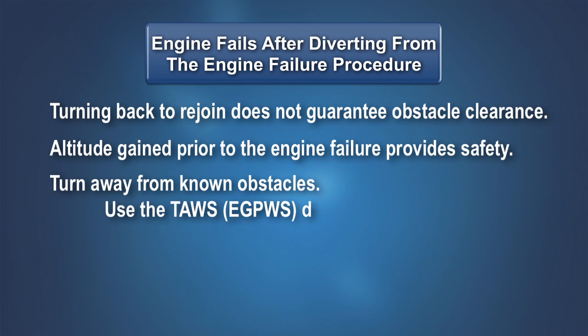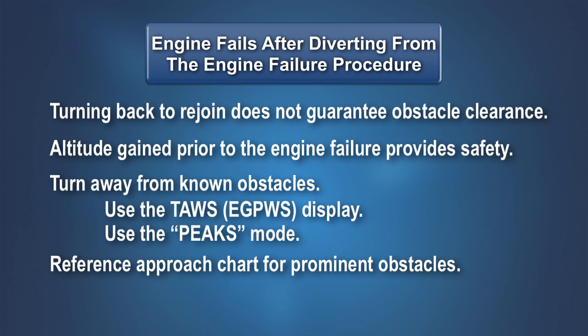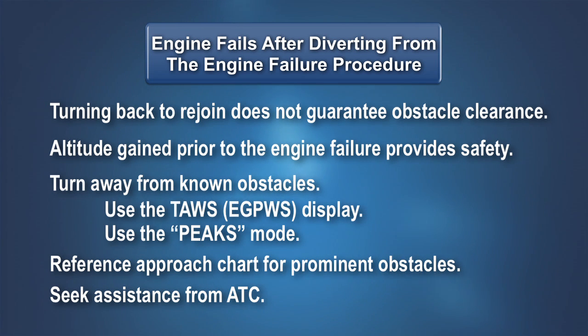Turn away from known obstacles. Use the terrain display of the TAWS or EGPWS to identify high terrain or obstacles along the current flight track. Use the peaks mode, if available, to identify the height of these obstacles and to assess the need for a turn. The approach chart will portray prominent obstacles, however, pilots are cautioned that not all obstacles are shown on these charts. Finally, seek assistance from ATC. ATC can vector the airplane away from high terrain or obstacles. If necessary, request vectors or a hold from the controller to reduce crew workload while addressing the emergency.